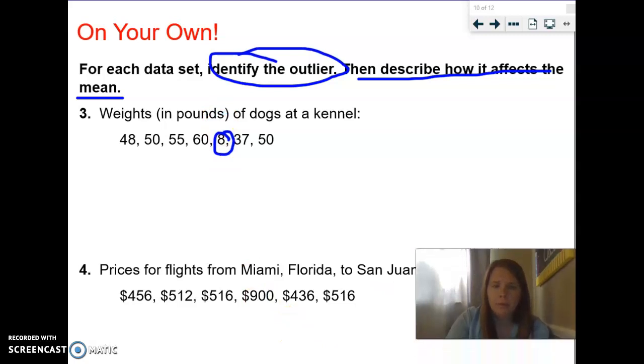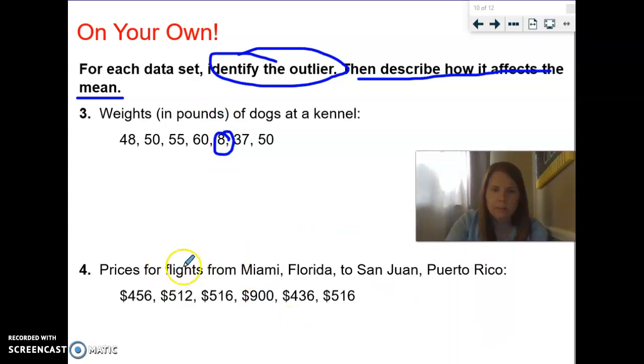In problem number 4, they're talking about prices of flights from Miami, Florida to San Juan, Puerto Rico. I wonder if this is really how much the prices are, or how different they are now. Right now it's not a good estimate because prices are so low and no one's traveling.